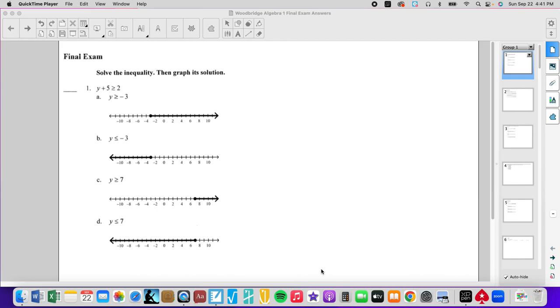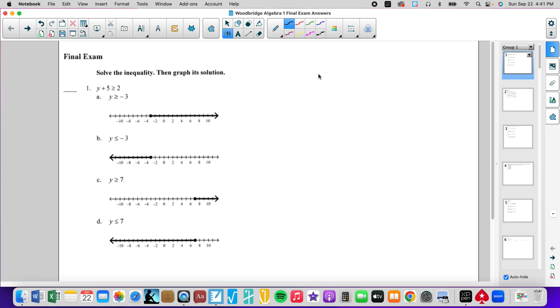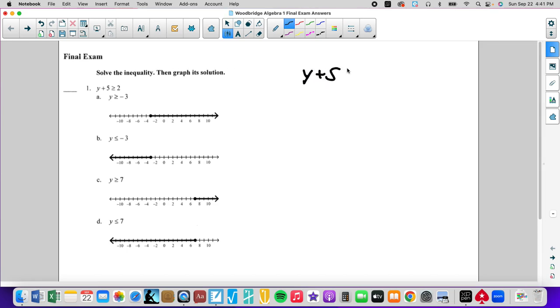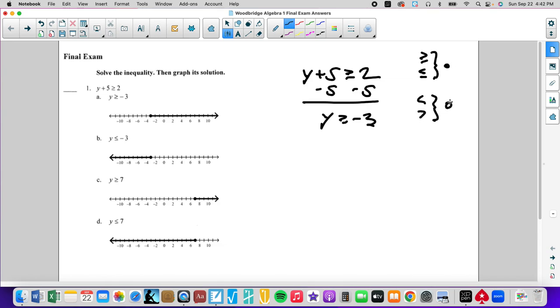So starting off with inequalities, we have this formula, and it says y plus 5 is greater than or equal to 2. With inequalities, we solve them just like equations. We're going to isolate the variable, and we get y is greater than or equal to -3. When you have greater than or equal to or less than or equal to, that means it's including, so we're going to have a closed circle. When you have less than or greater than, then you're going to have an open circle, which means that we don't include this in the boundary.